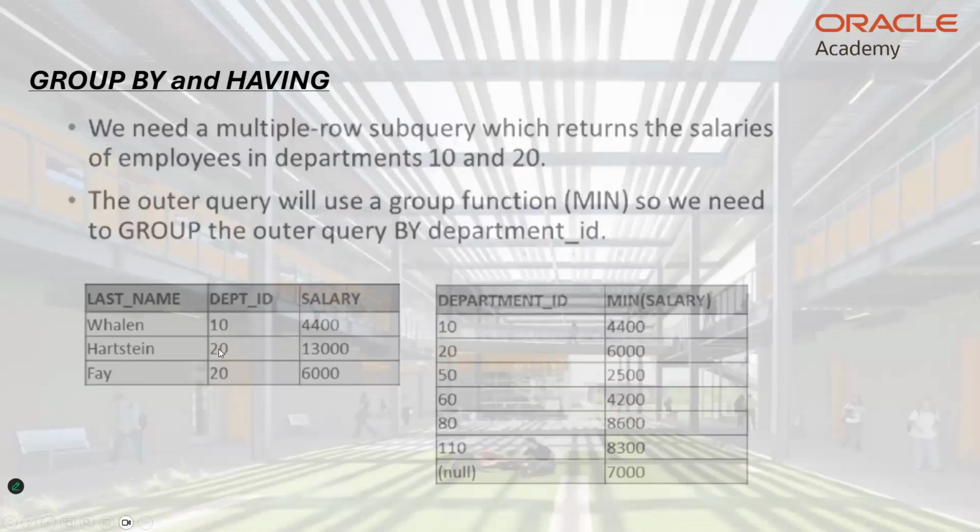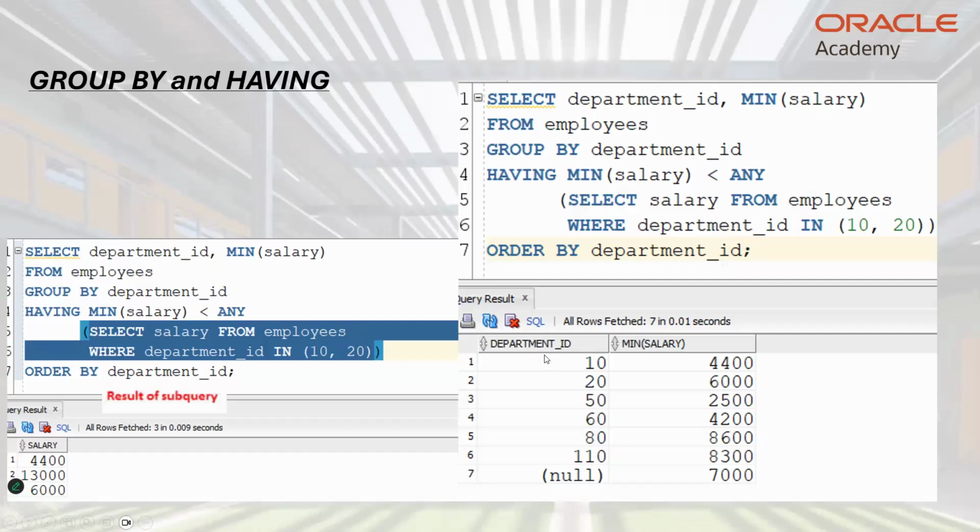So we need a multi-row subquery which returns the salaries of employees in department 10 and 20. The outer query will use a group function, min, so we need to group the outer query by department ID, right? So this is what this query will look like. When I'm highlighting the inner query, select salary from employees where department ID is in 10 and 20, and you get these salaries.